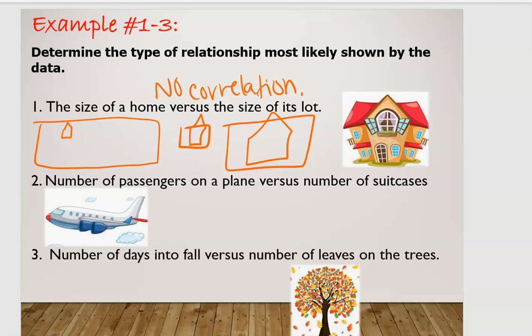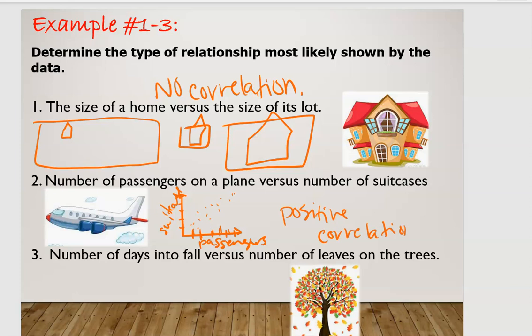In example number 2, the number of passengers on a plane versus the number of suitcases. So let's say we had a graph here. We had passengers on one end and suitcases on the other. So thinking about, as my passengers are increasing, what's going to be happening to my suitcases? What kind of relationship do you think these two things have? Well, it would make sense that as the number of passengers is going up, the more suitcases are going to be on that plane. So we're going to have something that looks like that, which has a positive correlation.